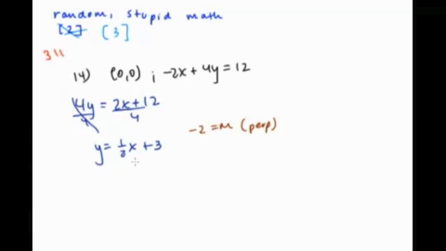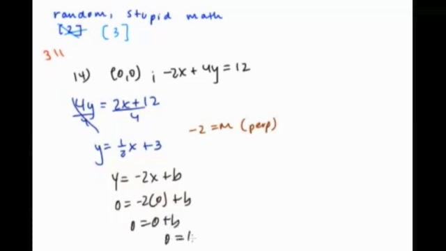So it goes through 0, 0. So perpendicular to 0, 0. Let's do some plugging in here since we don't know b. Y equals negative 2x plus b, and then 0, 0: 0 equals negative 2 times 0 plus b. 0 equals 0 plus b, 0 is equal to b. Okay, so the equation is just y equals negative 2x.